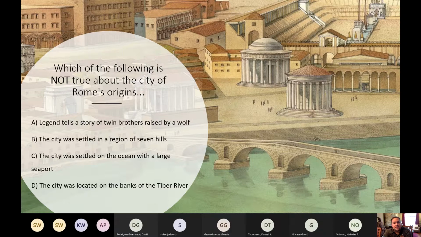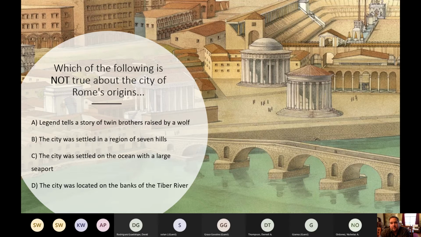So, which of the following is not true about the city of Rome's origins? Legend tells a story of twin brothers raised by a wolf. The city settled in a region of 7 hills. The city was settled on a large ocean with a large seaport, and the city was located on the banks of the Tiber River. Which one is not true?